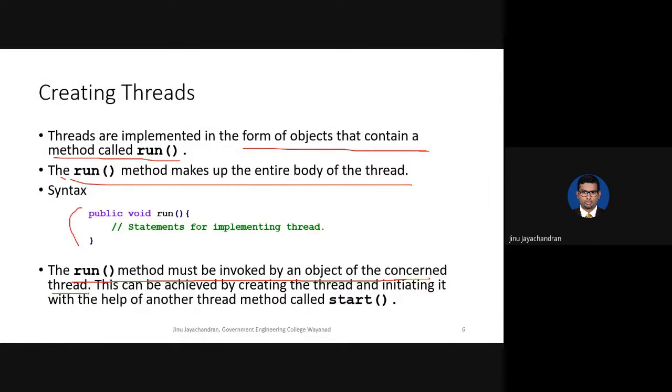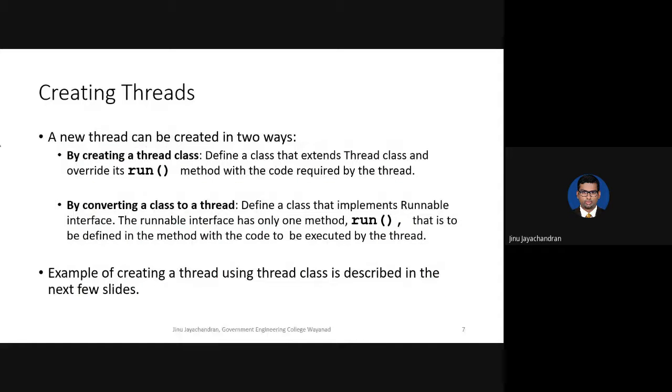The run method must be invoked by an object of the concerned thread. So if you want to run a thread, you should invoke it using an object of the concerned thread. This can be achieved by creating the thread and initiating it with the help of another thread method called start. We'll see an example. There are two ways of creating a new thread.